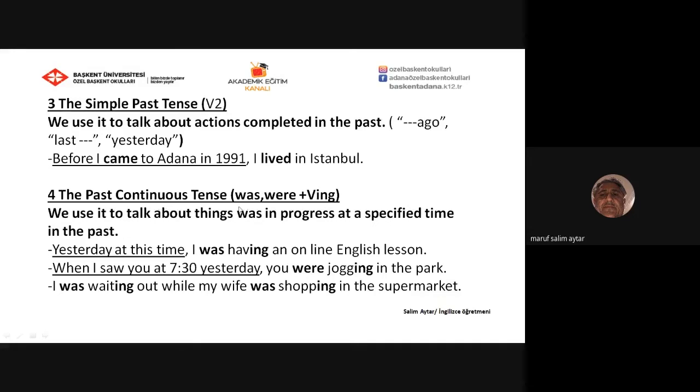The past continuous tense. Okay, we use it to talk about things that were in progress at a specified time in the past, at a given time in the past. Like, yesterday at this time, I was having an online English lesson. Or when I saw you at 7:30 yesterday, you were jogging in the park. Or I was waiting outside while my wife was shopping in the supermarket.